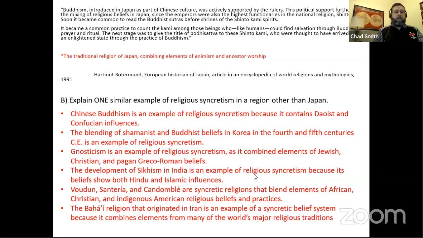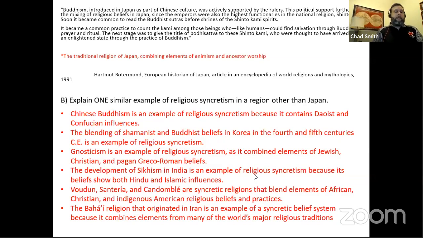One example would be Chinese Buddhism, which contains elements of Taoism and Confucianism, which are both native to China. Well, as we said before, Buddhism is native to South Asia or India. Another example would be the blending of shamanist and Buddhist beliefs in Korea. The shamanist beliefs were often native in Korea, and Buddhism traveled to Korea as a result of the tribute system from China.